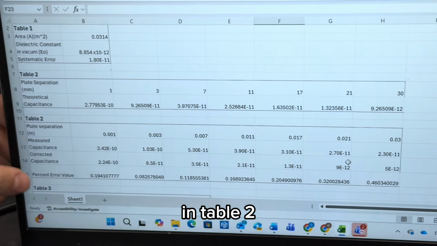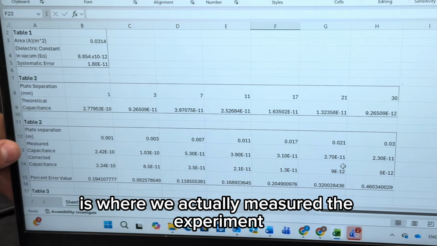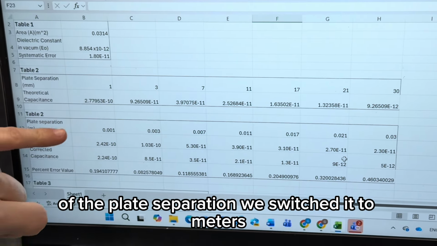So this in table 2 is where we actually measured the experiment of the plate separation. We switched it to meters, so we had everything in the same units. From the second table, we got the theoretical values that we're supposed to get from this amount of separation. This is in millimeters. When we turned to the table where we actually experimented, we converted it to meters so it'd be easier to do the calculations.